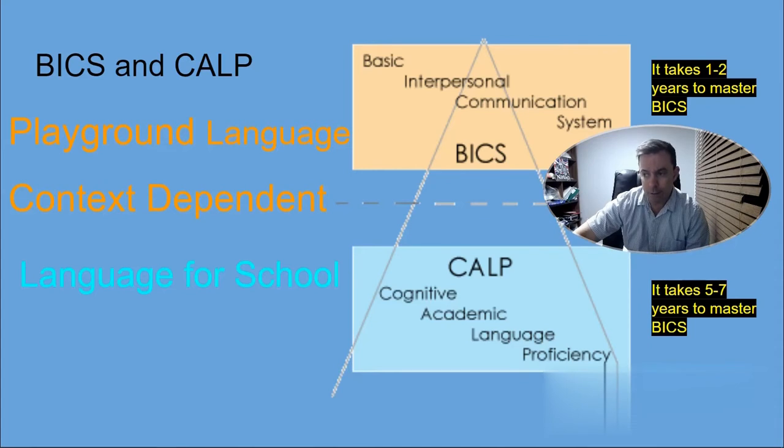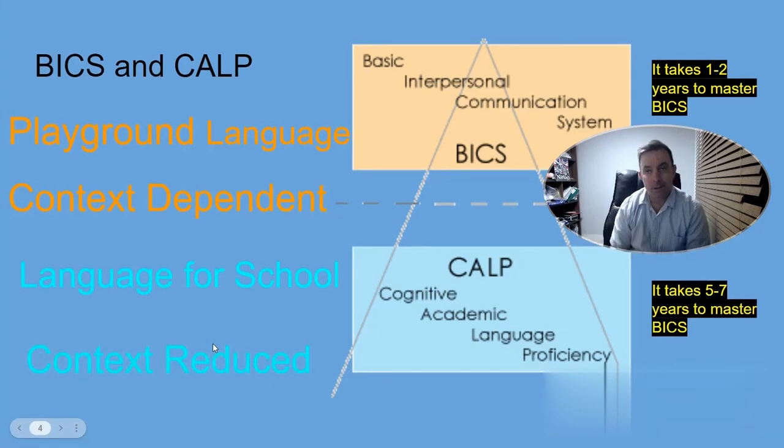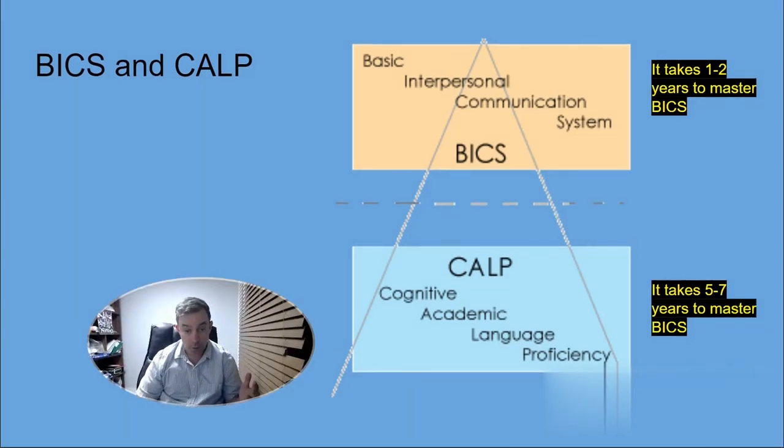It takes 5 to 7 years to master CALP, and as I mentioned in class, the student's level of CALP can be missed by the teacher simply because their BICS level is so high. So in other words, a child could seem quite fluent to the teacher in the classroom, perhaps expressing himself pretty clearly and talking to the teacher and talking to friends and sounding very fluent.